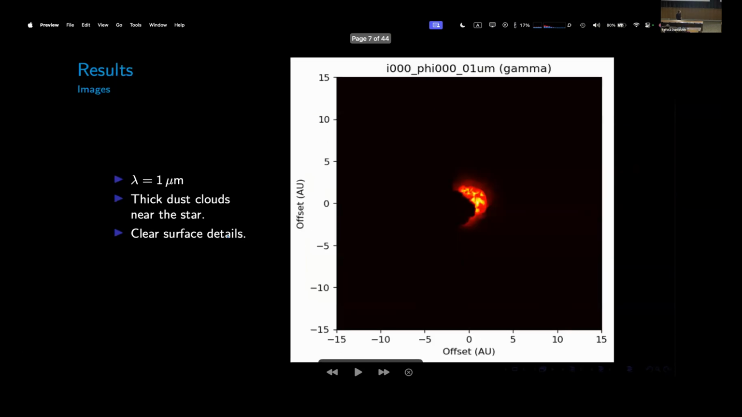So I simulate images for one thing. This is a 1 micron image of this model. You see the star here, and surface details of the star with the convection and everything going on at the surface, variation in temperatures on the surface, and this black thing here is a dust cloud in front of the star, really obscuring the star with the scattering at 1 micron.